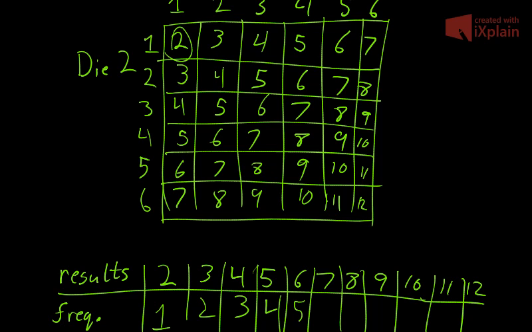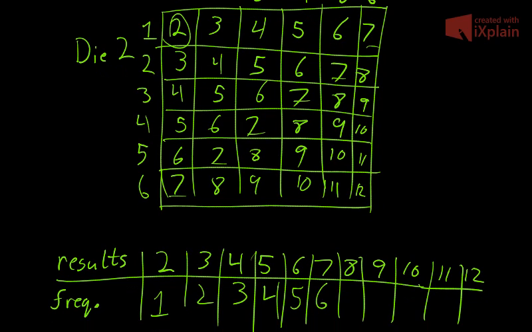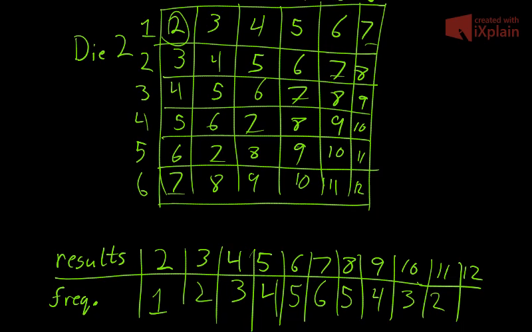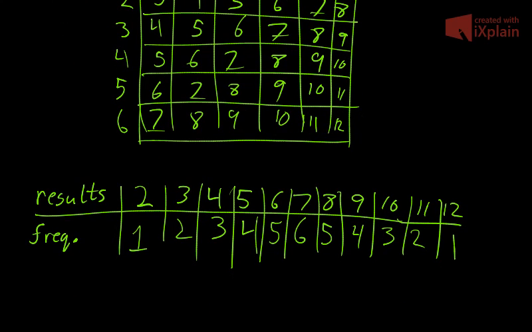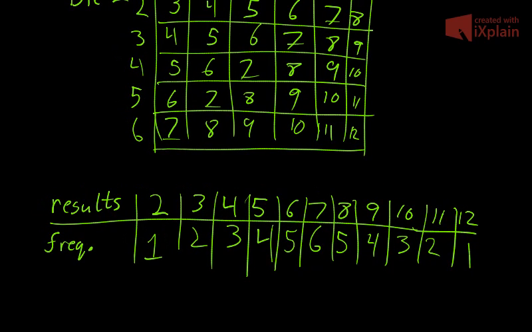4 ways to get a 5. 5 ways to get a 6. And 6 ways to get a 7. Then 5, 4, 3, 2: there are only 5 ways to get an 8, 4 to get a 9, 3 to get a 10, 2 to get an 11, and 1 way to roll a 12. And that's how that's going to work.